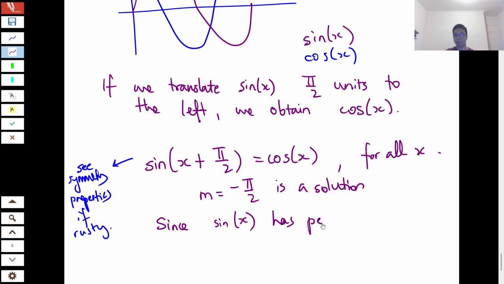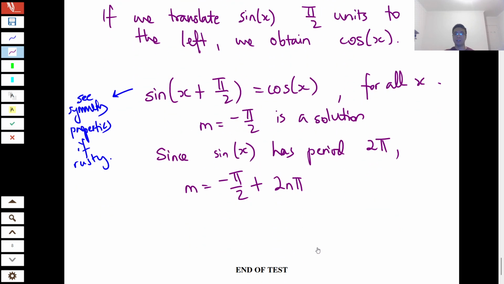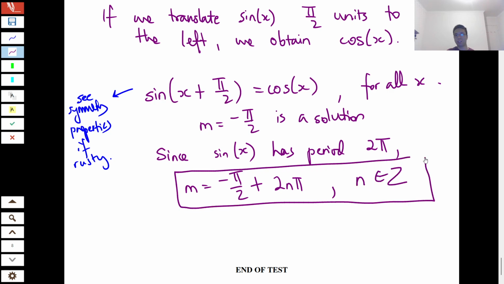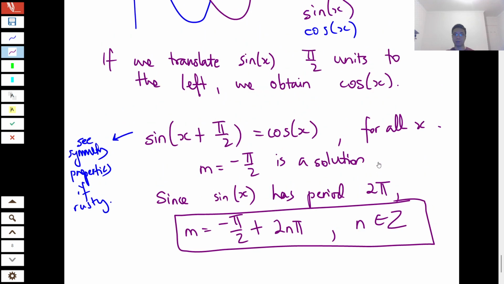Since sine has period 2 pi, m equals negative pi on 2 plus 2n pi, where n is an integer, defines my full set of solutions. Since if I shift over by pi on 2 and then shift by any multiple of 2 pi, I get back to the same graph again. So your final answer is going to be this: negative pi on 2 plus 2n pi, and if you have an equivalent expression, I will accept that as well.